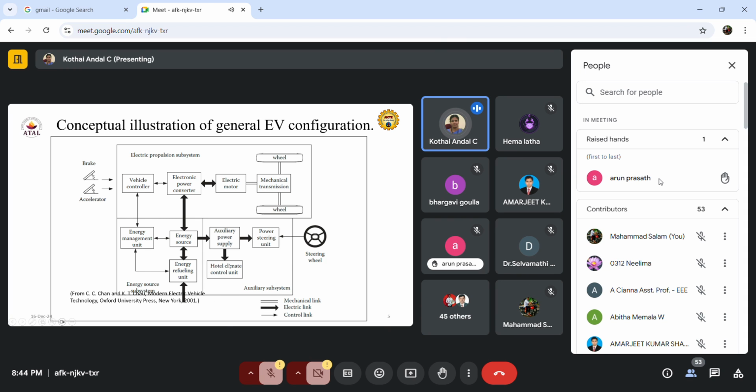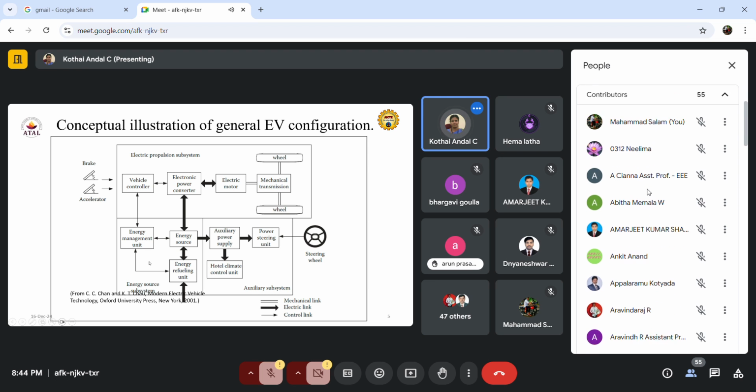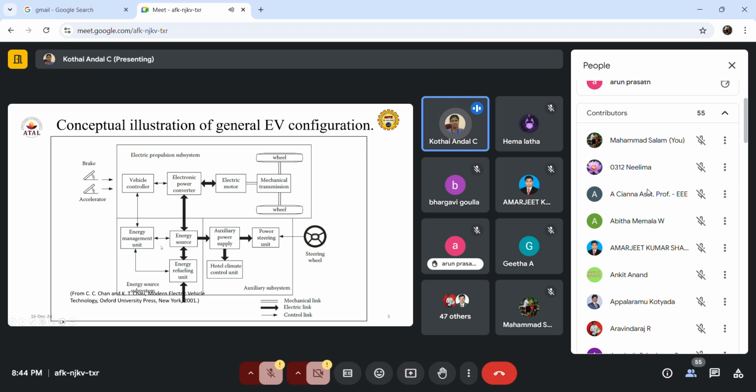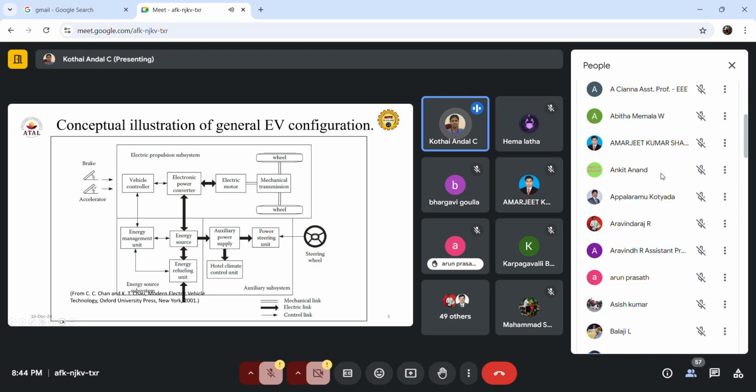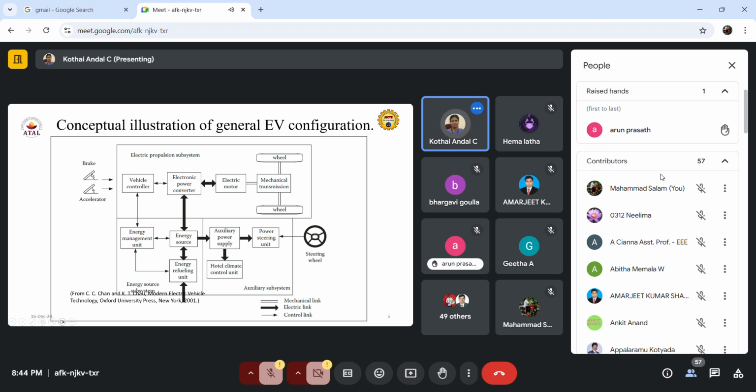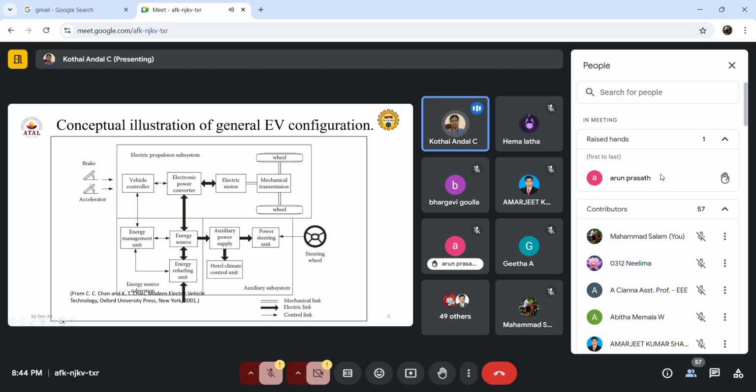So how are we dividing into three subsections? One is electric propulsion. Another one is the major battery system, that is the energy source subsystem. Another one is the auxiliary subsystem, the small battery section. So in the electric vehicle, we have two modes of operation, right? One is braking mode, another one is accelerating mode.